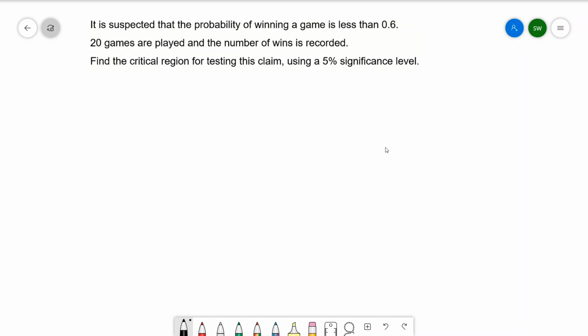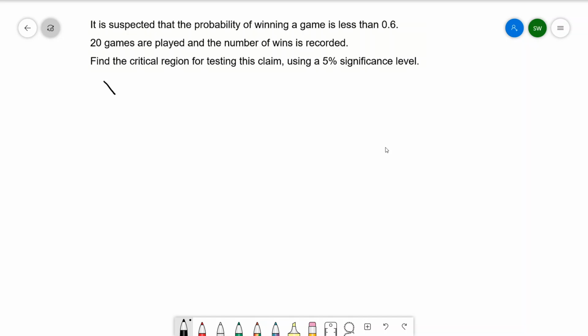Okay, so we've got our hypothesis test here and we're asked to find the critical region. So it's suspected that the probability of winning a game is less than 0.6. 20 games are played and the number of wins is recorded. So this is the data that we're going to get in order to help us test whether the probability of winning a game is actually less than 0.6 or not.